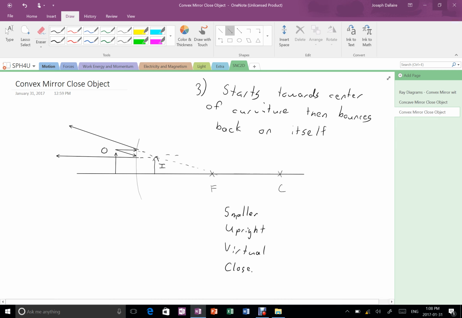So that ray would start the same place I started the other ones and head towards that center of curvature. Now we can imagine it bouncing back on itself and that this is only virtual light, but what we can see from what I've shown here is that it intersects at the same location for the image as the other two rays, and so it confirms the location of the image as well as all the other properties of the image that we observed. So that's a ray diagram for a convex mirror with an object which is relatively close.